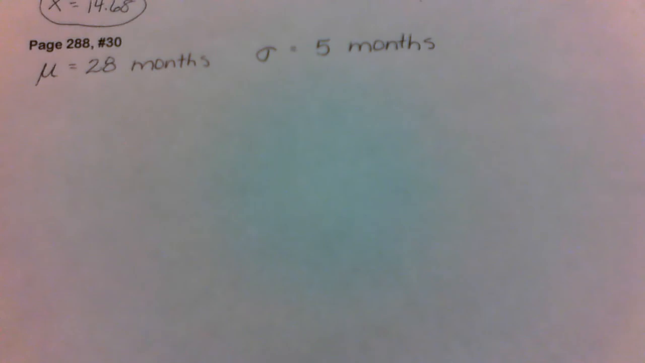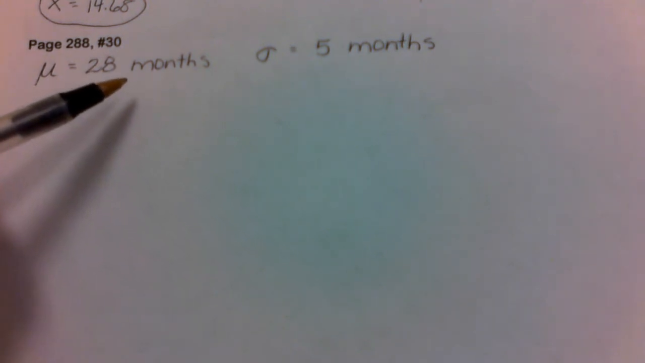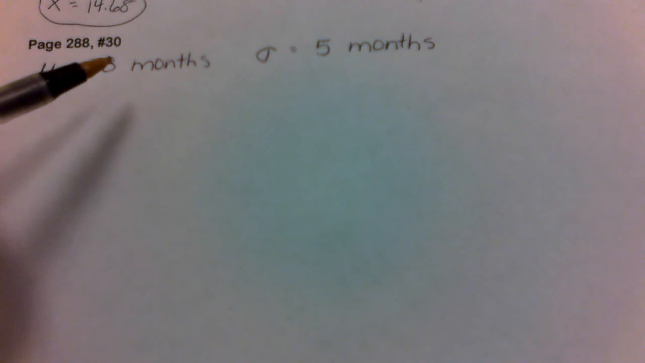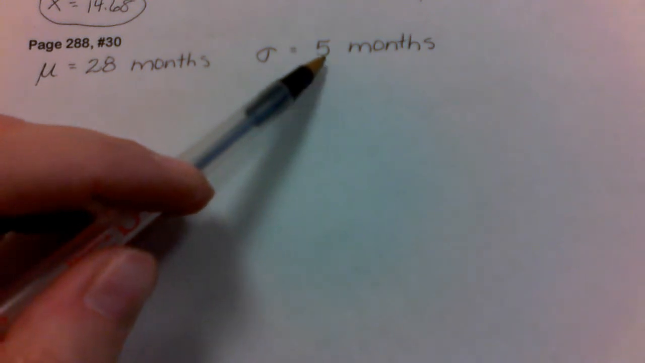So if you will turn to page 288, let me get there myself. And we are going to look at number 30. It says, Acrotime is a manufacturer of quartz crystal watches. The researchers have shown that watches have an average life of 28 months. So I put mu equals 28 months, because that's the average life before certain electronic components deteriorate. The standard deviation is 5 months, so that's where I get sigma equals 5 months.